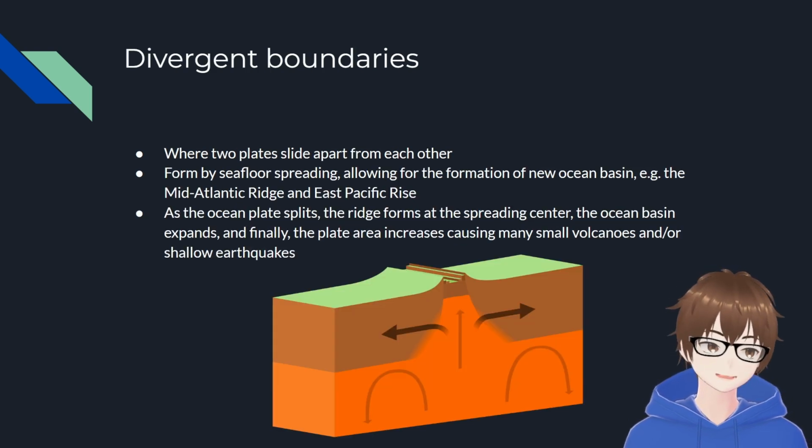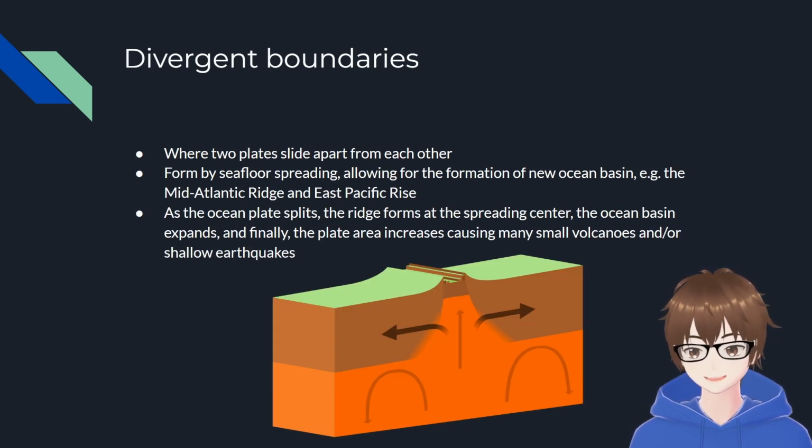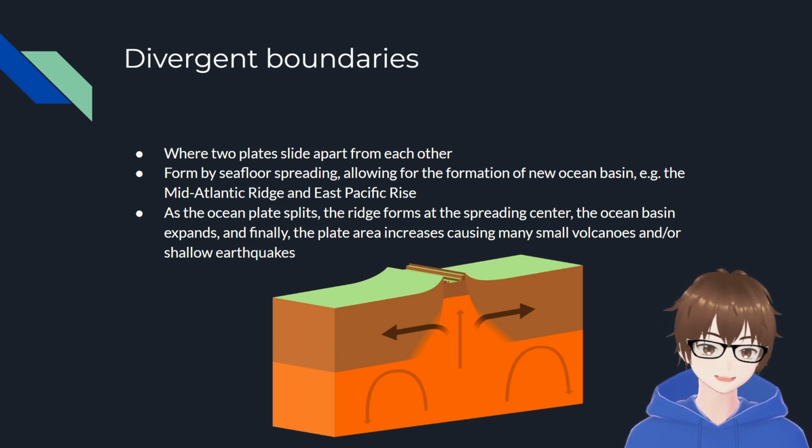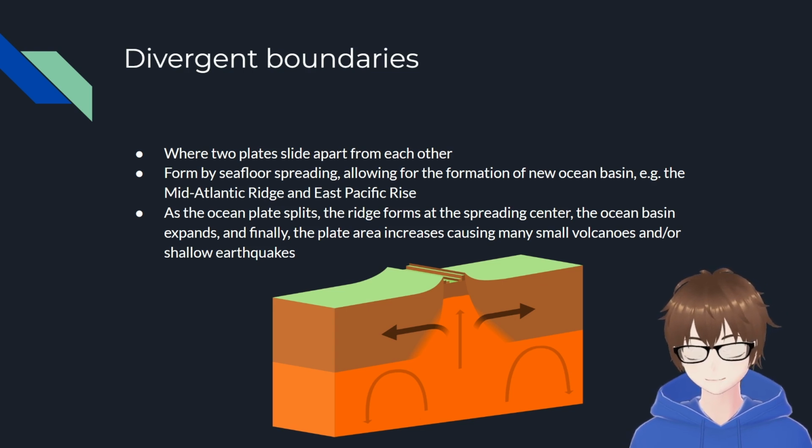So let's look at all of these. So we have a divergent boundary. This is where two plates will slide away from each other. And it is formed by seafloor spreading and allows for the formation of a new ocean basin and the Mid-Atlantic Ridge or the Eastern Pacific Rise.